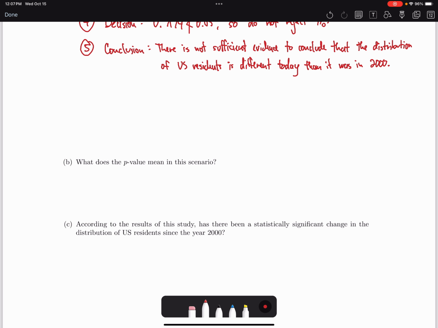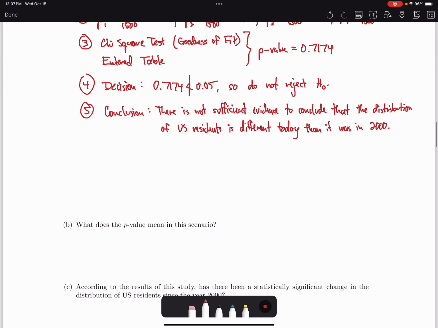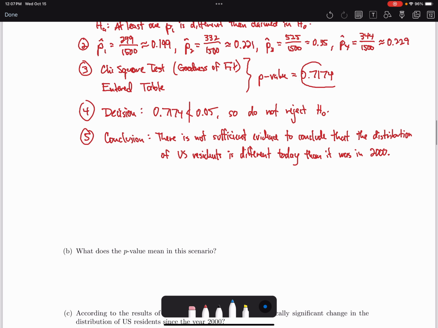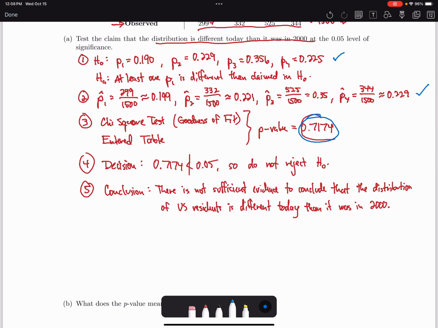Part B, what does the p-value mean in this scenario? Well, the p-value is, let me change colors. The p-value is the probability of obtaining the sample statistics that we obtained if the null hypothesis were true. That's a pretty large p-value, right? It's a pretty good probability. There's almost a 72% chance that we would obtain these results if the null hypothesis were true. So there's absolutely no reason whatsoever to reject the null hypothesis. So we don't do it, right? We don't reject the null.